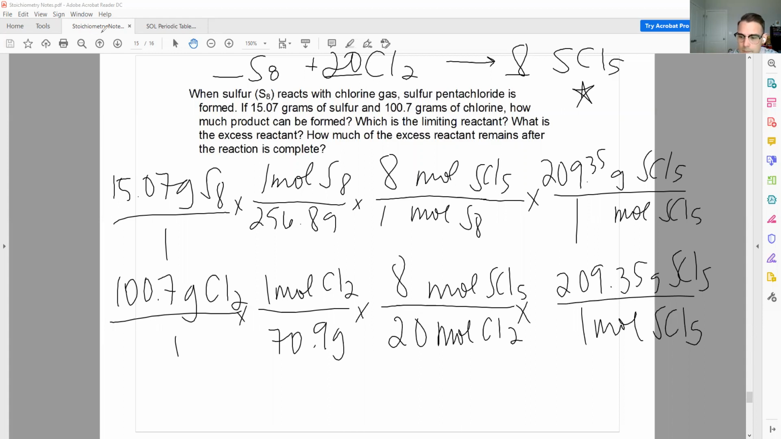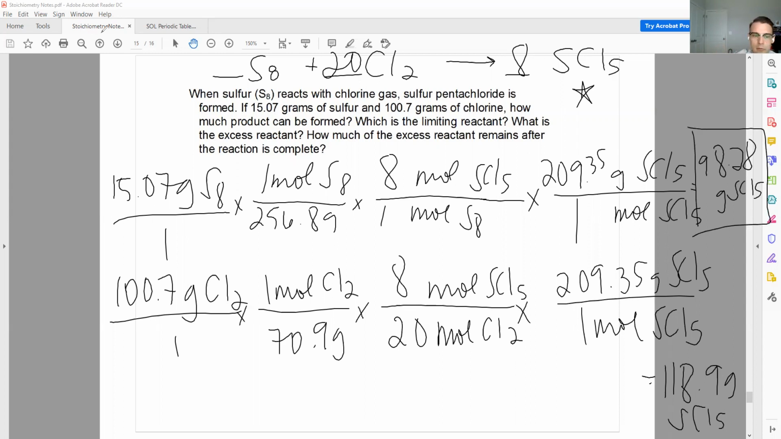So the top answer gives me, I do that math, 98.28 grams of SCl5. The bottom answer gives me 118.9 grams of SCl5. So let's think about this. Which one is the limiting reagent? The limiting reagent is the one that produces the least amount of product, okay? 98.28 is your least amount of product. That means that S8 is your limiting reagent.